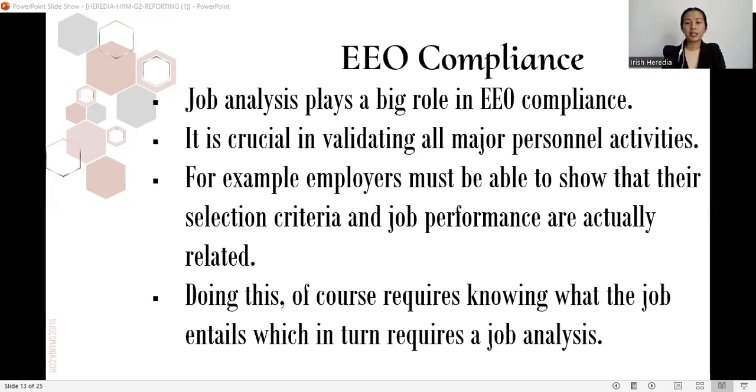Now, the EEO compliance enforces this law in both the public and private sector. Closely tied to the Civil Rights Acts, the Commission defends the civil rights of employees in the workplace, because we all know that in a workplace, bullying or discrimination is possible.